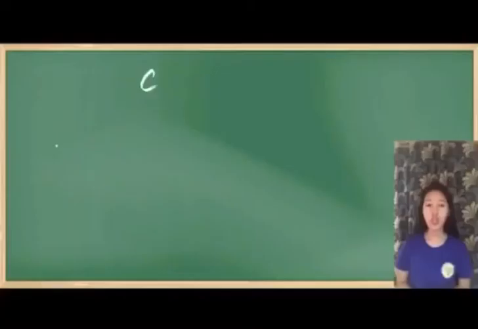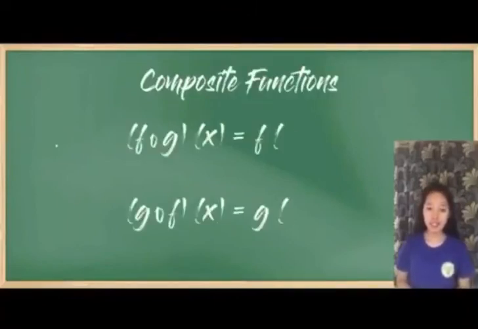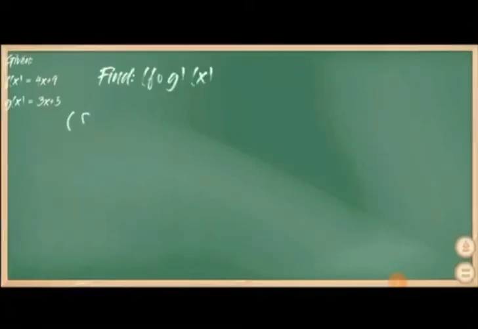Hi guys, for today's video, I will be going to discuss the composite function. The composite function is denoted by f circle g of x. We're going to compute, given f of x equals 4x plus 9 and g of x equals 3x plus 5, and we're going to find f circle g of x.